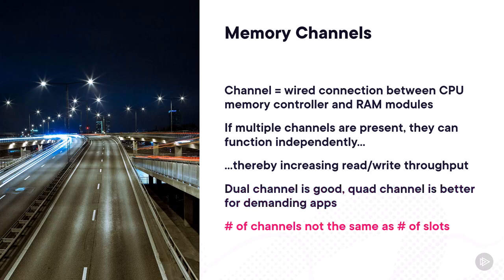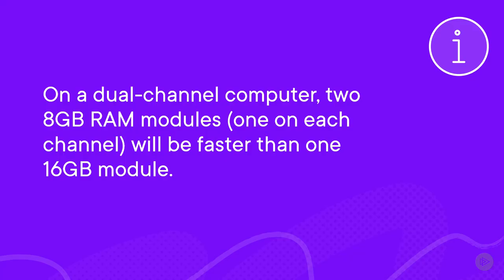Be sure to remember that the number of channels is not necessarily the same as the number of RAM slots on the motherboard. For example, we can have 2 slots in a single-channel machine, and we can have 4 slots in a dual-channel machine. Now, if we are fortunate enough to be using a dual-channel motherboard, then 2 modules will be faster than 1, even if the total amount of memory is the same. So it's always worth checking whether a machine supports dual-channel RAM before you populate a motherboard with memory, so you can optimize the RAM module layout.